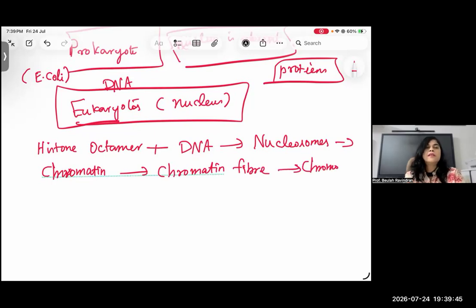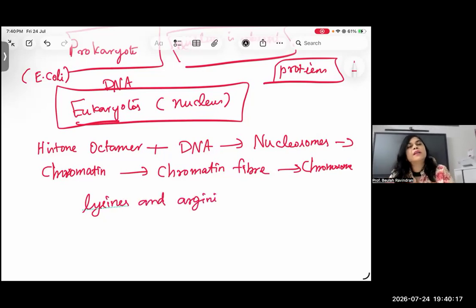So what is this histone octamer? It is made up of 8 molecules of histone proteins. Histone proteins are positively charged basic proteins, rich in basic amino acids like lysines and arginines. Both of these amino acids possess positive charges in their side chains. What are the basic amino acids? Lysines and arginines. So this is the histone octamer.